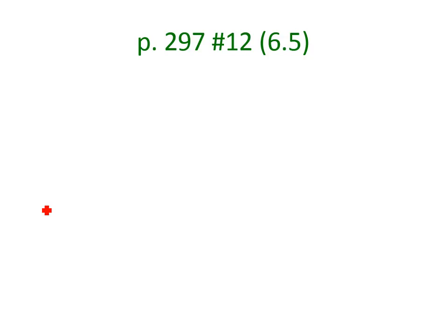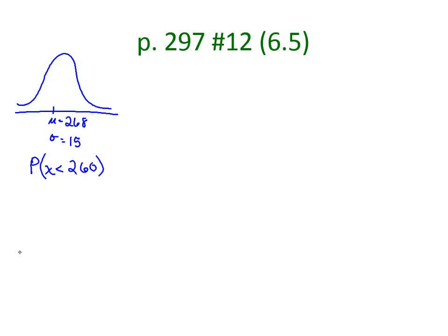The effect of diet on the length of pregnancy. The lengths of pregnancies are normally distributed with a mean of 268 days and a standard deviation of 15 days. If one pregnant woman is randomly selected, find the probability that her length of pregnancy is less than 260 days. So if we know we have a normal distribution, we know the mean of a pregnant woman is 268 days with a standard deviation of 15. I want to find the probability that one woman has a length of pregnancy less than 260 days.